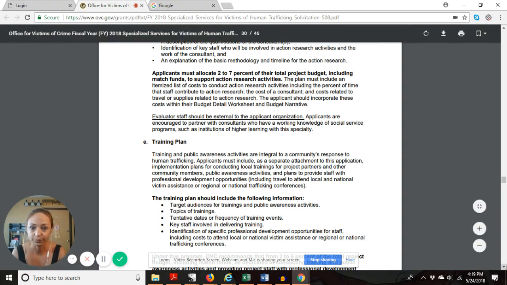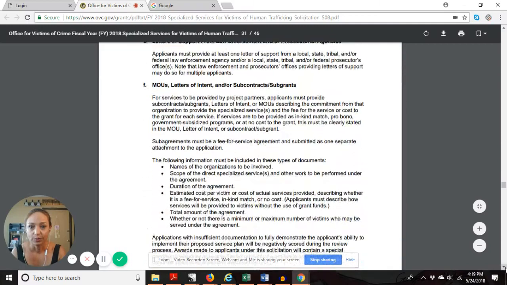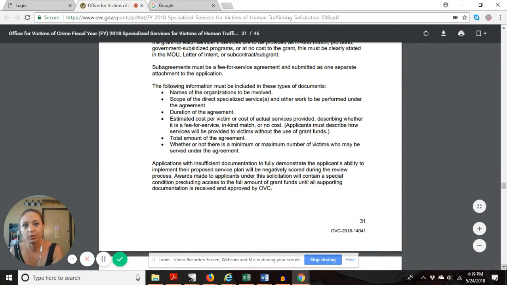So instead of you just having to create this on your own, you actually have to adhere to what they're asking you to do. Okay, so they want the letter of commitment. Here's your MOUs. You have to put the name of the organizations involved, the scope of the direct specialized services, duration of the agreement, estimated cost per victim or cost of actual services provided. And they're telling you, even if it's a fee, if it's in kind or no cost, you still have to describe the value. What they want is to describe how services will be provided to victims without the use of grant funds.